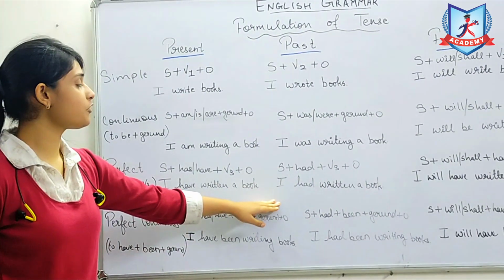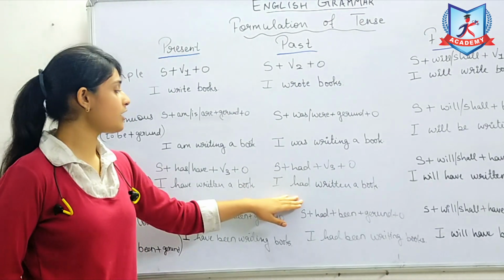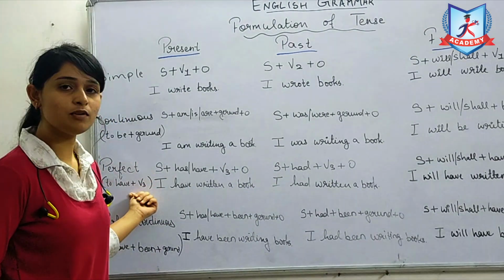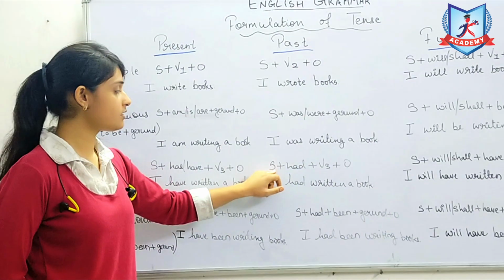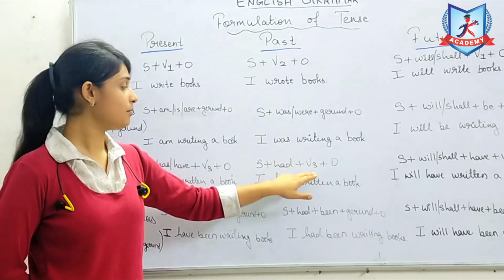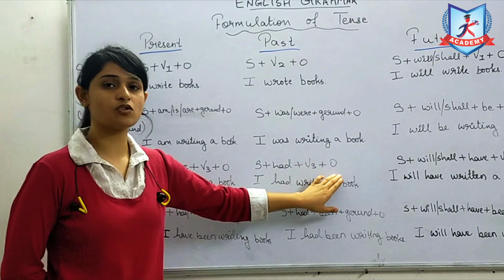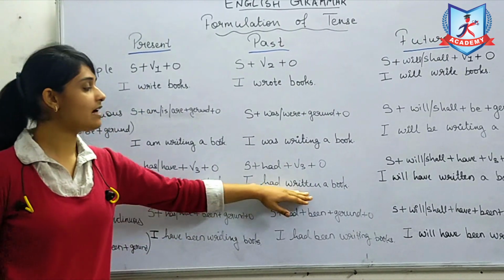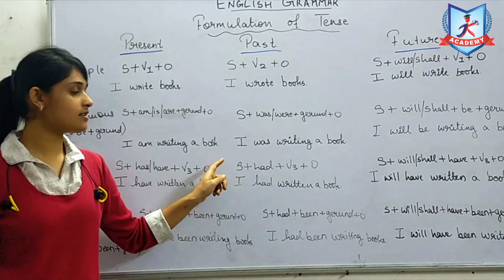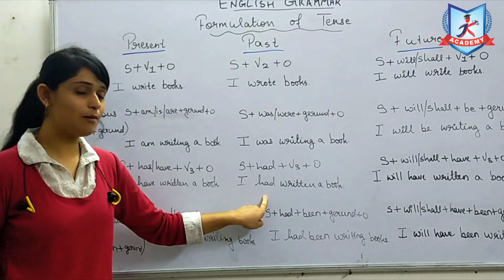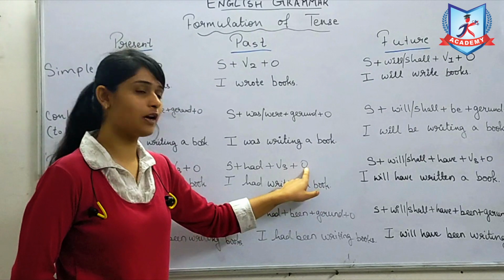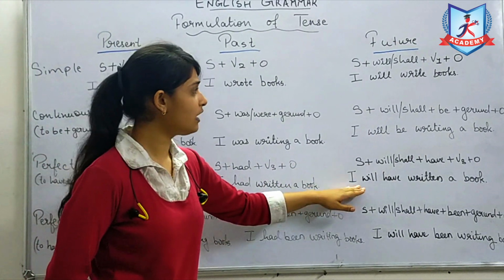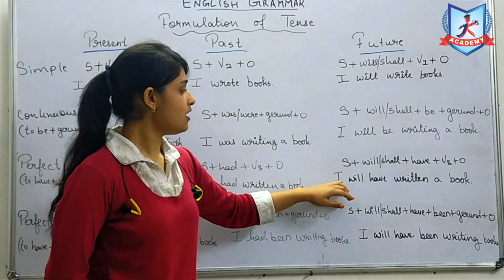Now past perfect tense. Past perfect में to have का जो हम form use करते हैं, that is had. So my formula is subject plus had plus V3 form of the verb plus object. I had written a book. I is the subject, had is the helping verb, written is the V3 form of the verb, and a book is my object. Now future perfect tense.